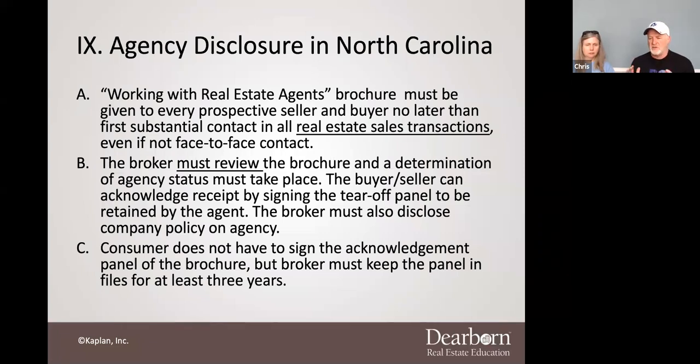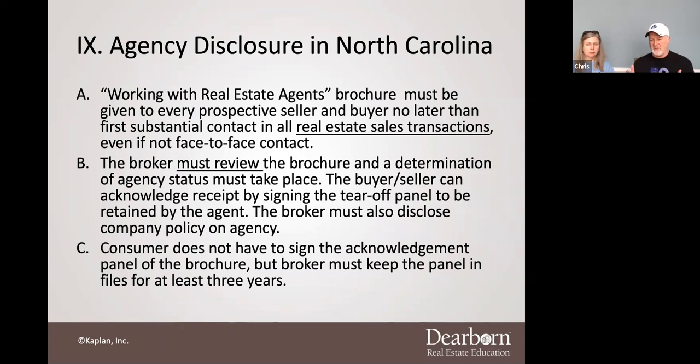There's no fact that we're going to talk about in this class more than what I'm getting ready to say. You, as an agent, will go over the "Working with Real Estate Agents" brochure. That's in quotations because that's the name of the form. Agents will go over the Working with Real Estate Agents brochure at first substantial contact with all potential buyers, all potential sellers, and even a for sale by owner if you were to approach one. So let me say that again. You will go over the Working with Real Estate Agents brochure at first substantial contact.